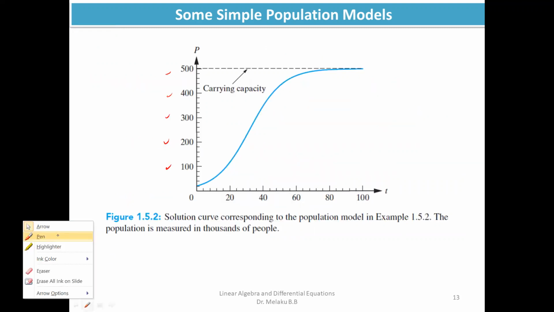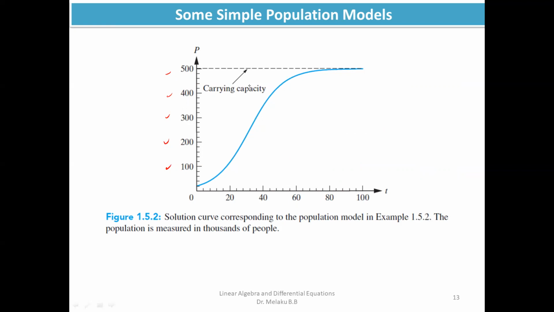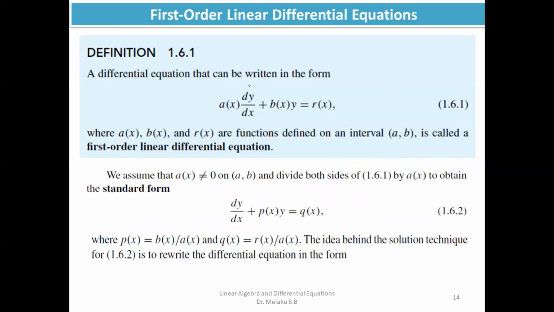You can also find the carrying capacity from the logistic model here. If you apply the limit of P(t) as t goes to infinity, you will obtain approximately 500. You can check it here because this will be 0. Then 10,000 divided by 20 is around 500. That's true. So this figure is showing how nice the model is because of the carrying capacity.